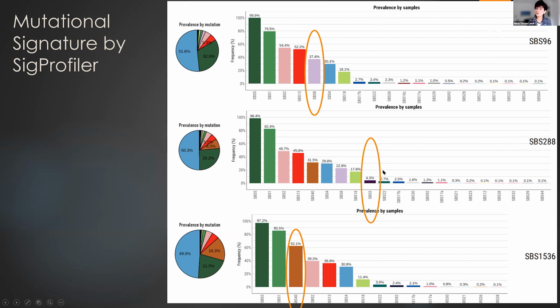But in this, we also identified a few samples that had signature 3, potentially associated with homologous recombination. And so we thought that this combination of mutations captures the landscape better, also because it takes into consideration the strand bias, which is very important for signature 4, the signature associated with tobacco smoking. And given that we are studying lung cancer, this was crucial.